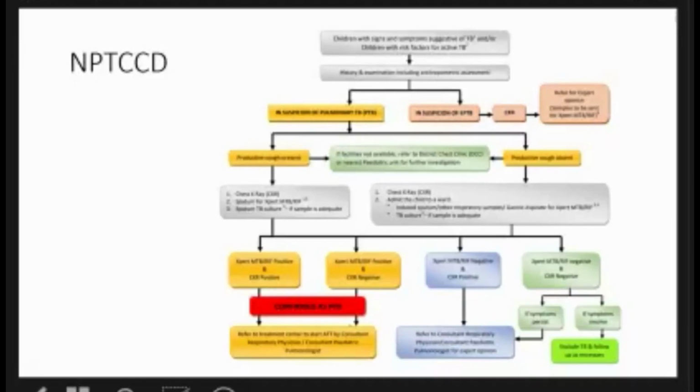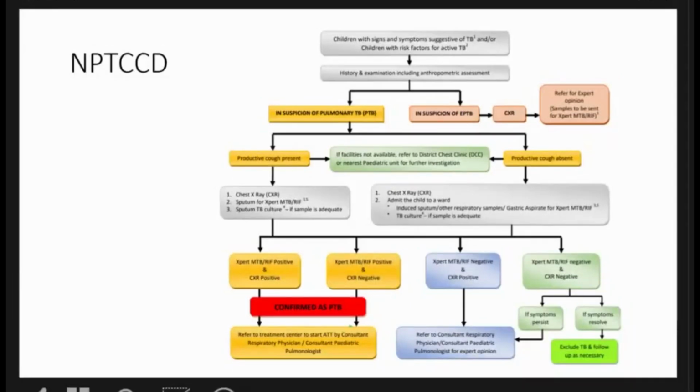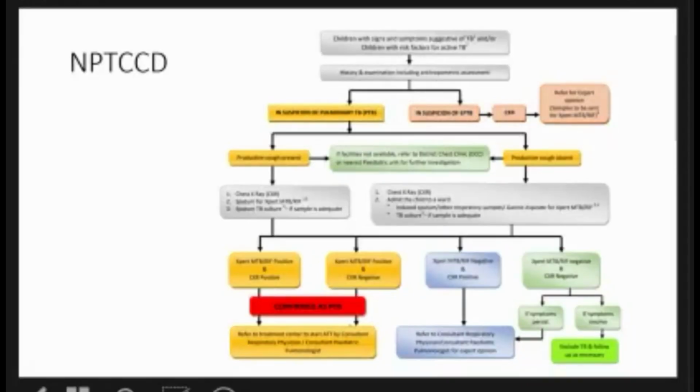So if cough is present, what we do is we do a chest X-ray and sputum for GeneXpert, or Xpert MTB/RIF. And if possible, and if we have enough sample, we will do the sputum culture. And if GeneXpert is positive and the chest X-ray is positive, we consider this as TB. And if the GeneXpert is positive, even though the X-ray is negative, we still consider it as diagnosed TB, confirmed TB.